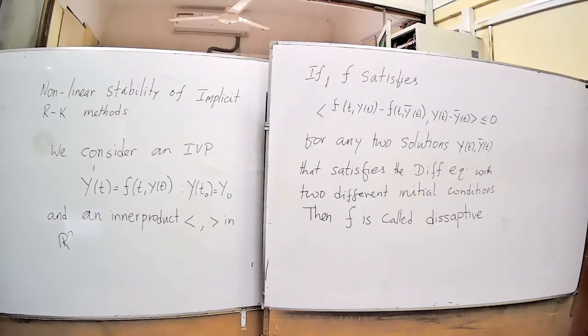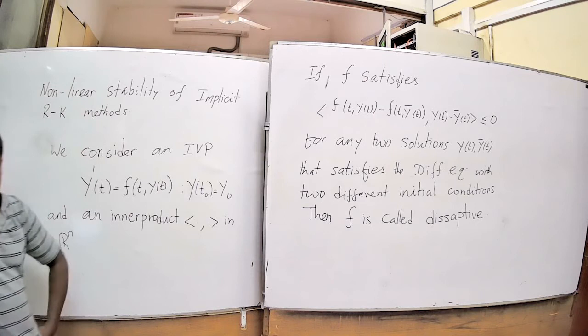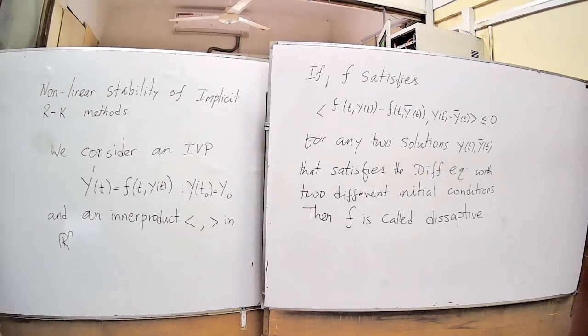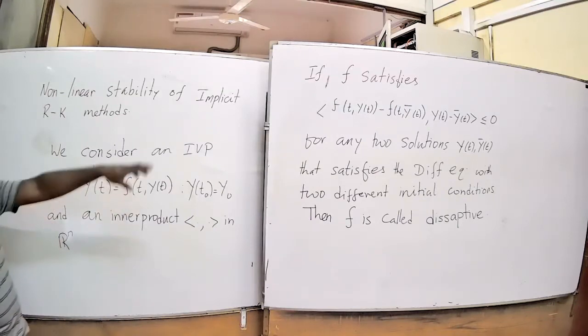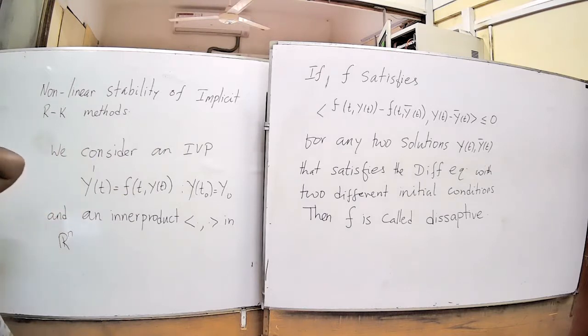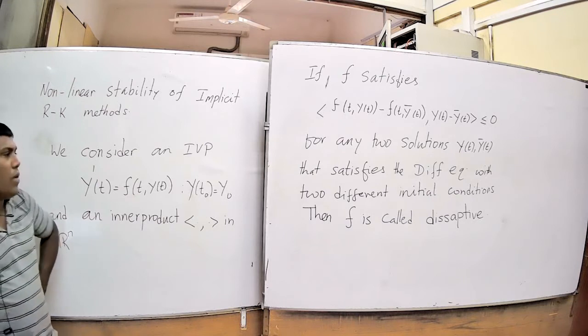We call that function dissipative if, for a given inner product, the difference between the function evaluated at two different solutions is considered. Two different solutions mean they are associated with two different initial conditions, because whenever we talk about an initial value problem, we assume it satisfies the Lipschitz condition. So it has a unique solution, and the only way to get two different solutions is by changing the initial value.